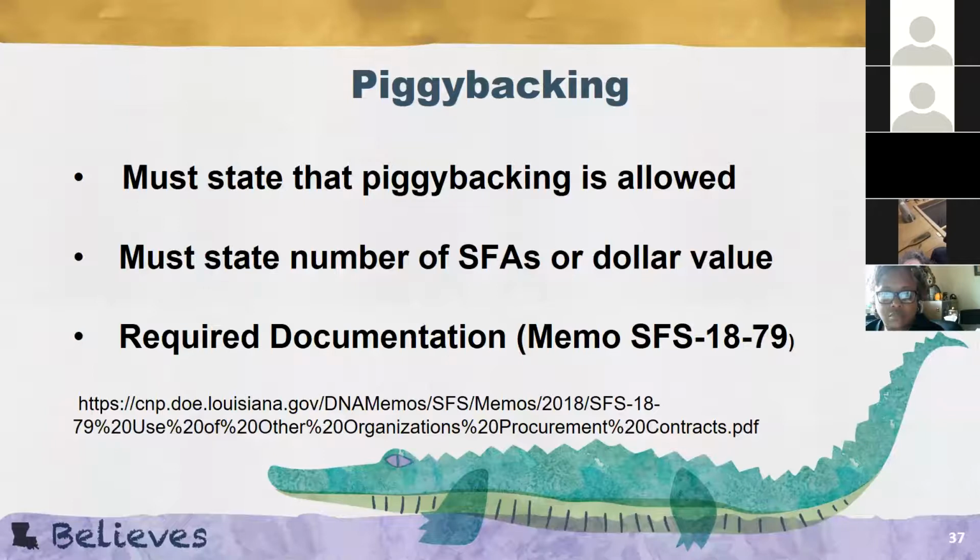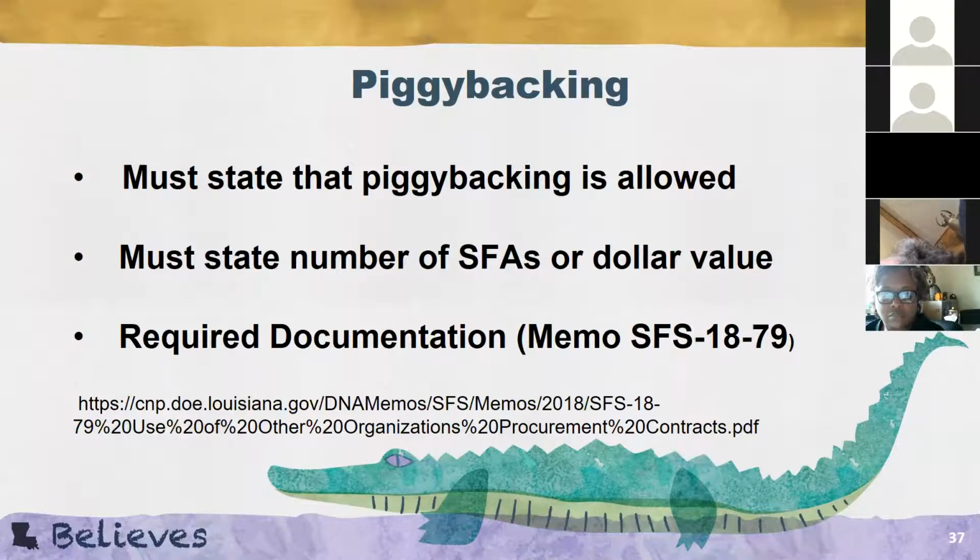Let's talk a little bit about piggybacking. If the SFA plans to allow piggybacking, the original solicitation and contract must state that piggybacking is allowed. The original contract must also indicate either how many SFAs are allowed to piggyback or a dollar value that will be allowed. The piggybacking SFA must have all of the required documentation to use the contract.